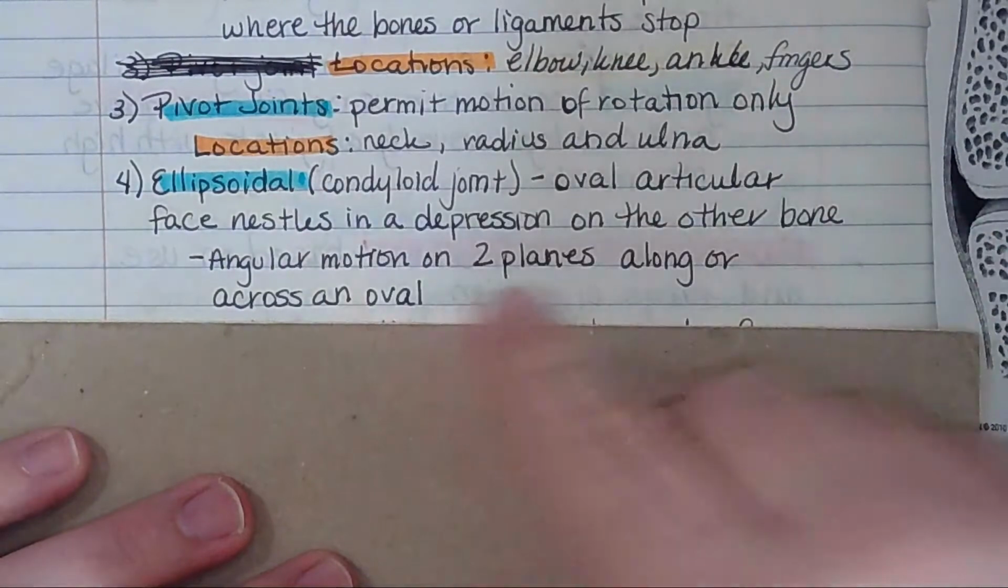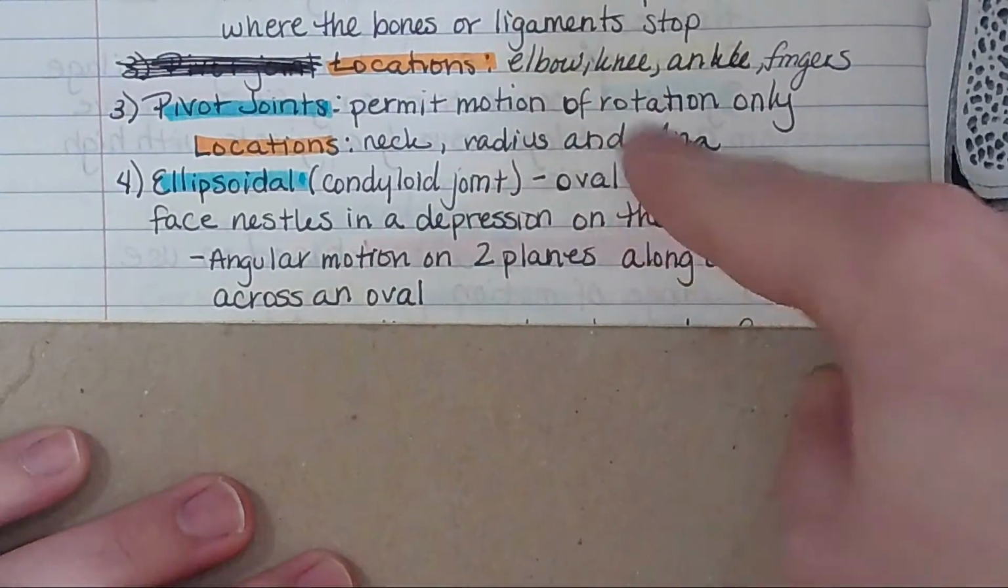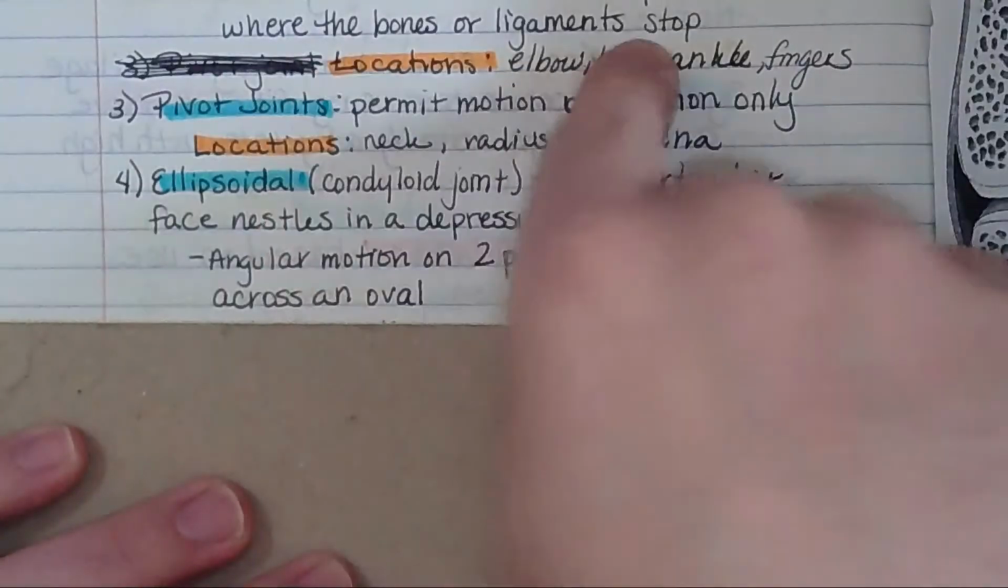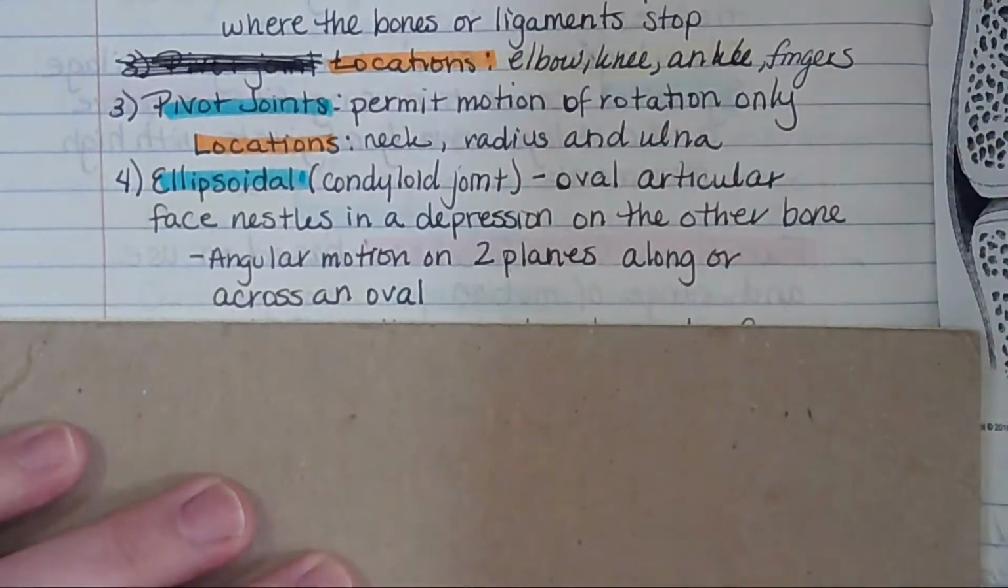The reason it's called ellipsoidal is that if you take your finger and try to draw a circle with it on a piece of paper, you can't make a perfect circle. It's only going to end up making an oval. That's because you can only move along two planes. You can only move left or right or up or down. You can't get those directional points in the middle.